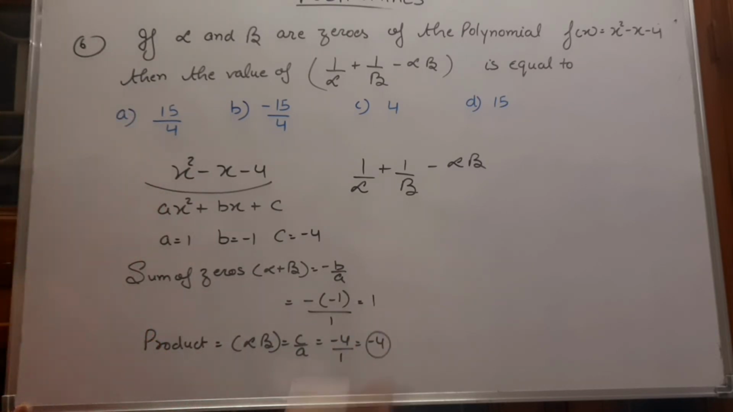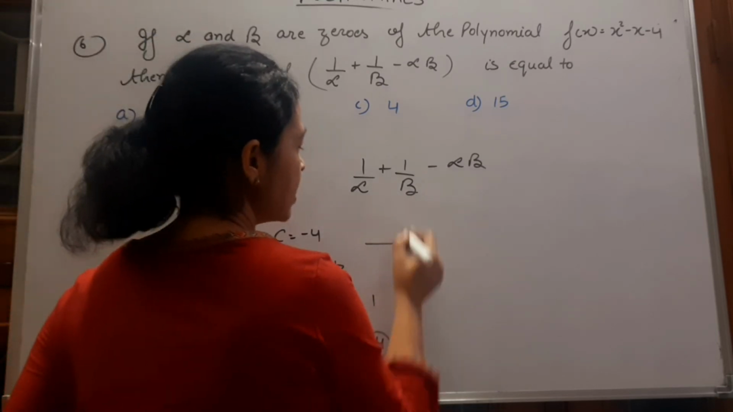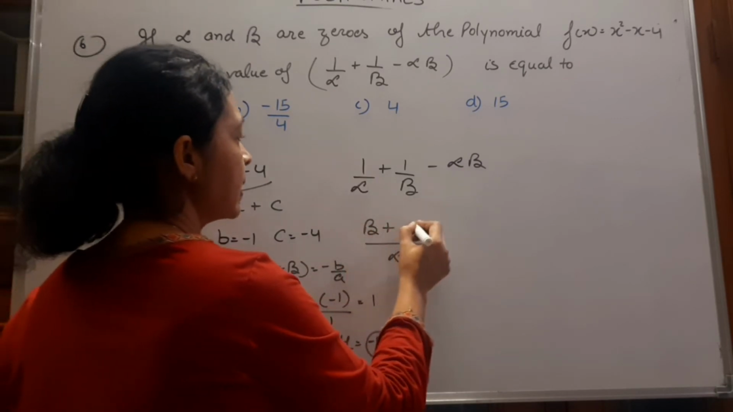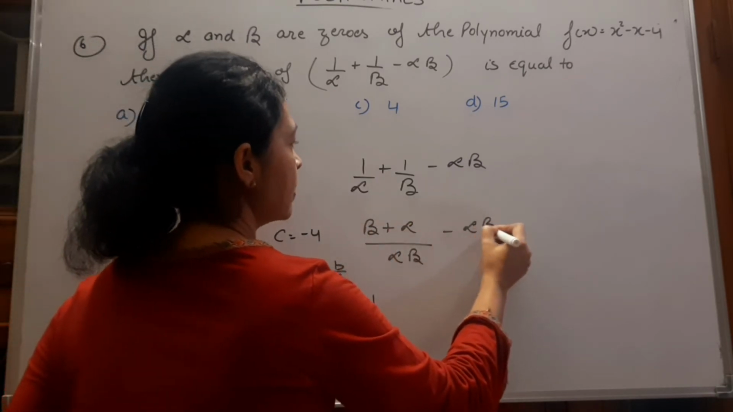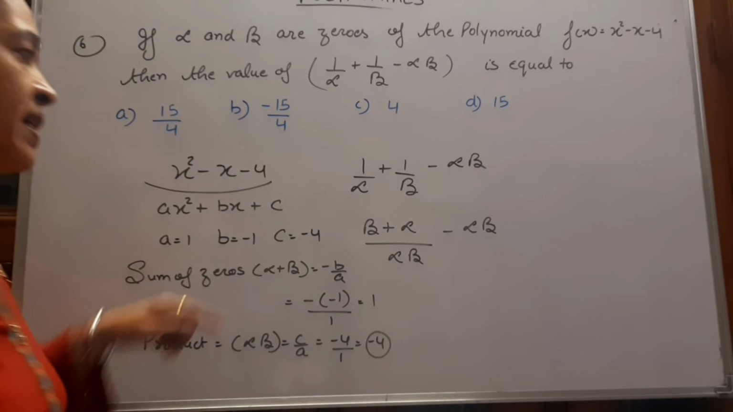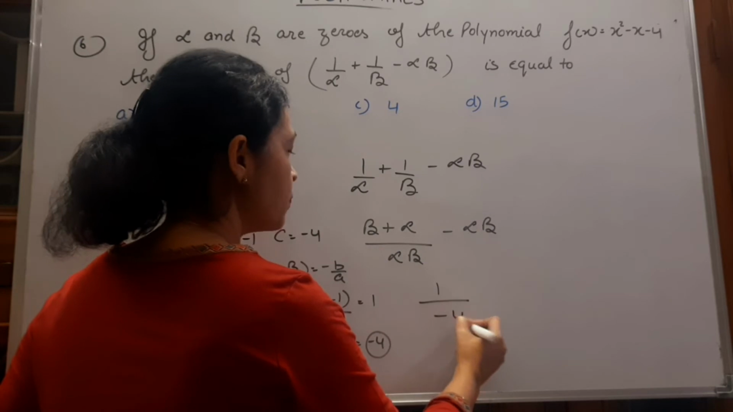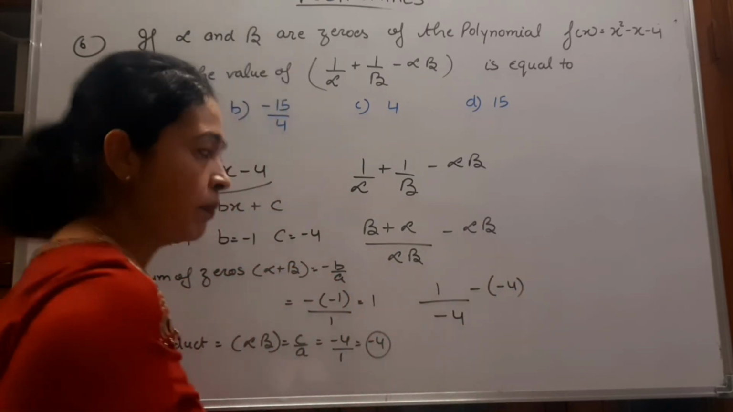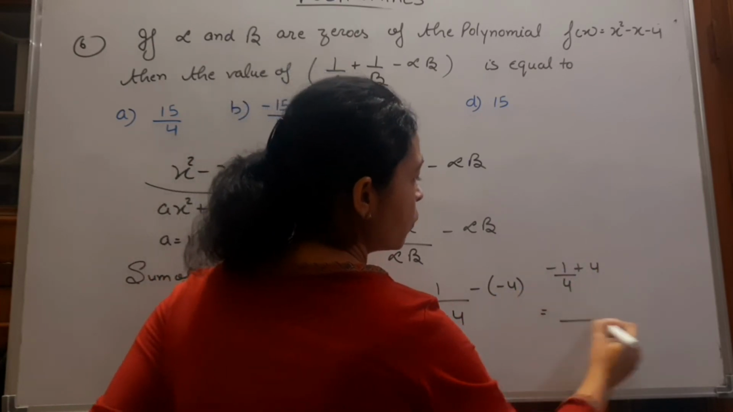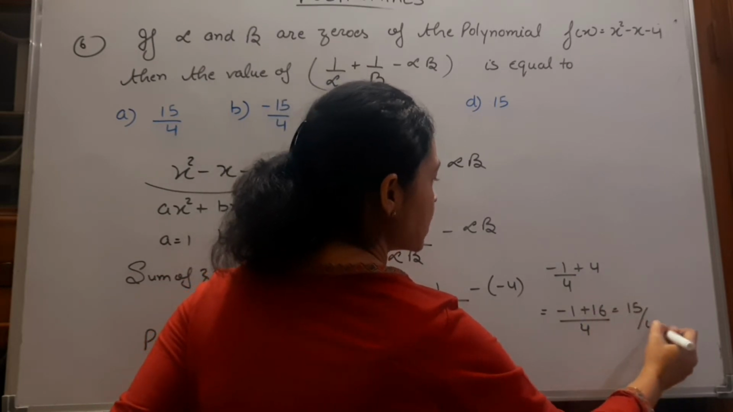Now we have to find the value of 1 upon alpha plus 1 upon beta minus alpha beta. Take the LCM of these two terms, alpha beta. We have beta plus alpha upon alpha beta minus alpha beta. Clear? What is beta plus alpha? Alpha plus beta or beta plus alpha? One and the same thing. This is 1 upon alpha beta, which is minus 4, minus minus 4. We have minus 1 by 4 minus minus 4, that is plus 4. Take 4 as LCM. Minus 1 plus 16. 15 by 4 is our answer.